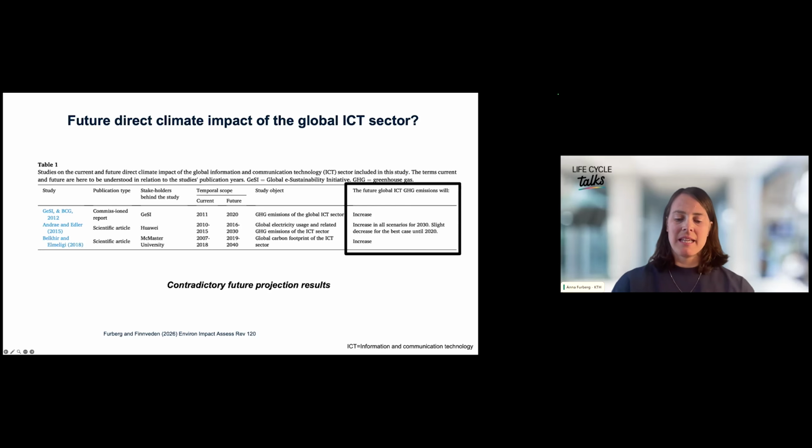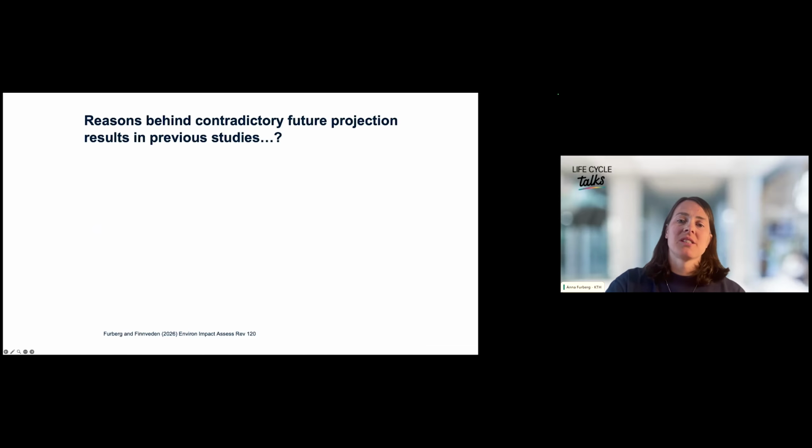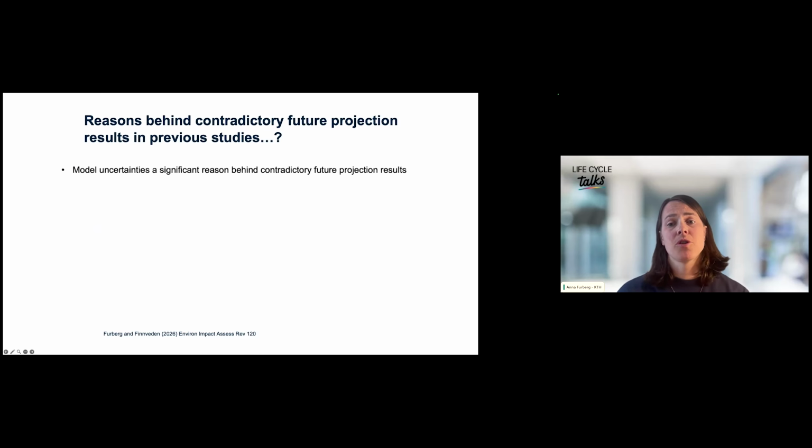And importantly, we wanted to see what is actually comparable between these studies in terms of scope, and to try to understand differences in terms of model and parameter uncertainties. So what we found was that the main reason behind these contradictory future projection results is model uncertainties. These studies apply quite different definitions of the ICT sector and different coverage of life cycle stages.